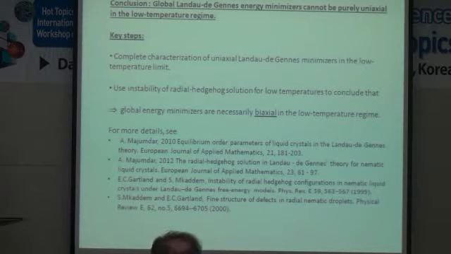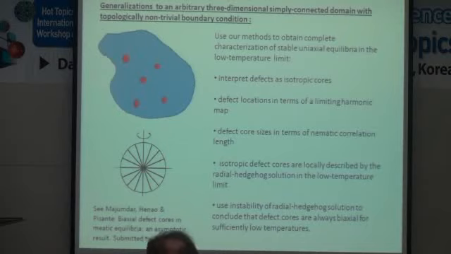But this is a pretty specific result, because at the end of the day I'm only looking at a very special geometry. It's a nice spherical droplet with radial boundary conditions, and what we've achieved is a complete characterization of minimizers in the restricted class of uniaxial tensors in terms of the radial Hedgehog solution in the low temperature limit. Then we have used the instability of the radial Hedgehog solution to deduce that global minimizers must be biaxial for low temperatures. But we really want more general results than this, and recently we have made progress on these lines.